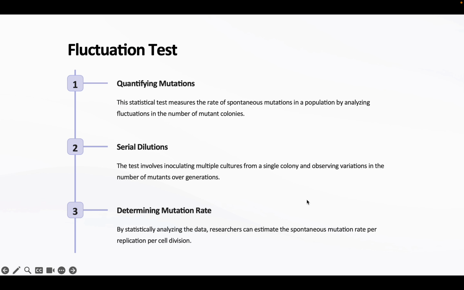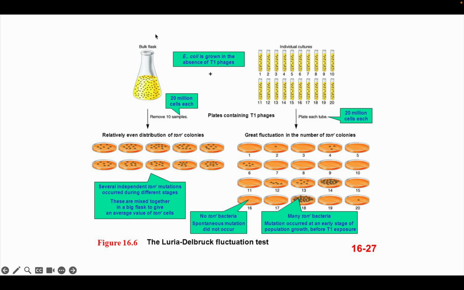So what happens is, imagine this is a flask which contains tons of E. coli, which is grown in the absence of T1 phages. So this is like you grow E. coli without the bacteriophage, and then when you grow them, you see this.